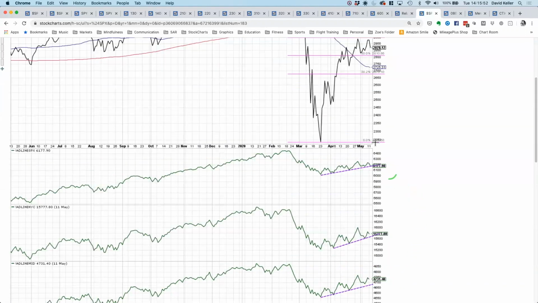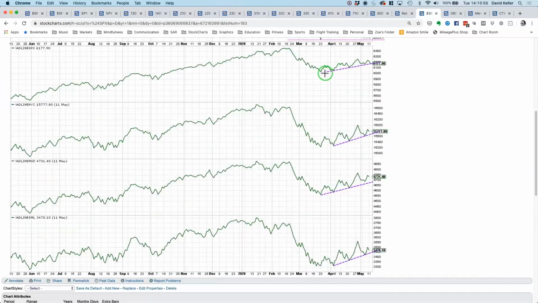So here we're looking at the S&P 500 index on a closing basis. Then we have the cumulative advance decline line for the S&P 500, for the New York Stock Exchange, for the mid-cap index, and for the small-cap index. I like to look at cumulative advance decline lines across the cap tiers, from the large cap to the mid-cap to the small-cap stocks. And what this shows you is which stocks are participating in the market trend.